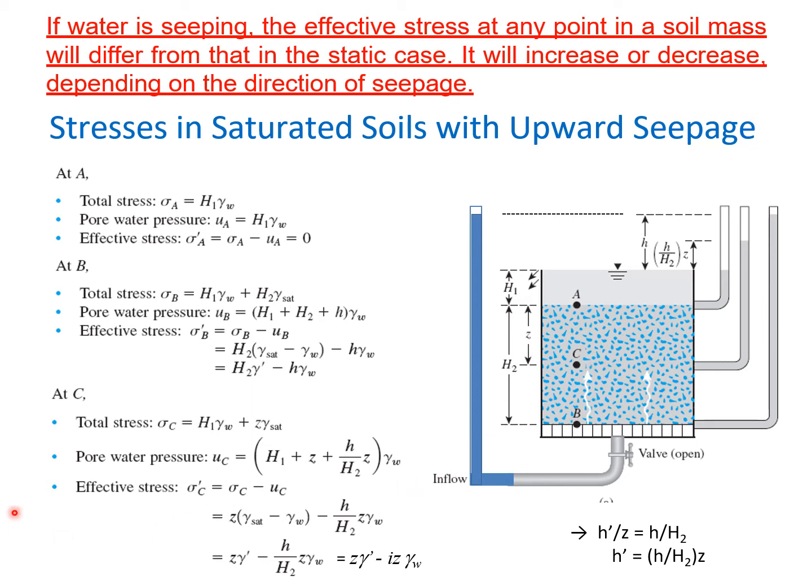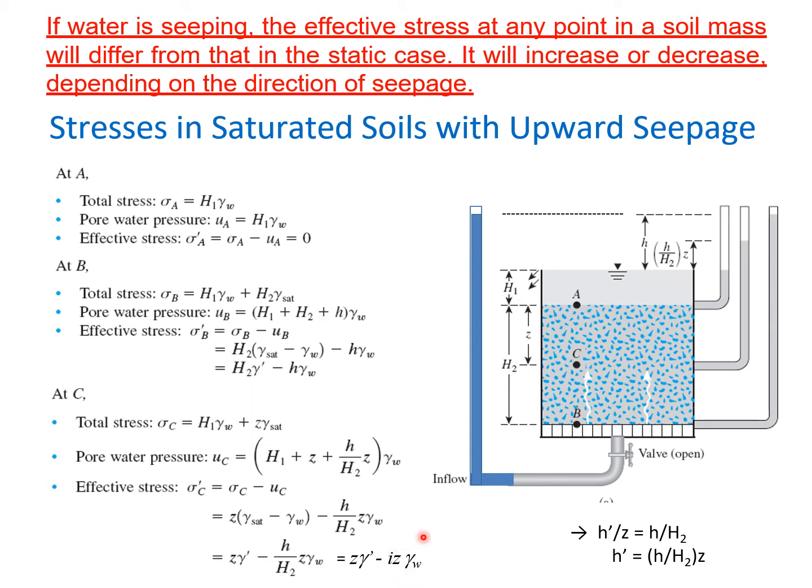So in this way, the effective stress, that is the total stress minus pore water pressure, after simplification, ultimately you are getting this: Z times gamma dash minus i multiplied by Z gamma W. So i is the hydraulic gradient, that is h over capital H2. Okay. So you can see that we are having this thing additional with a negative sign over here.